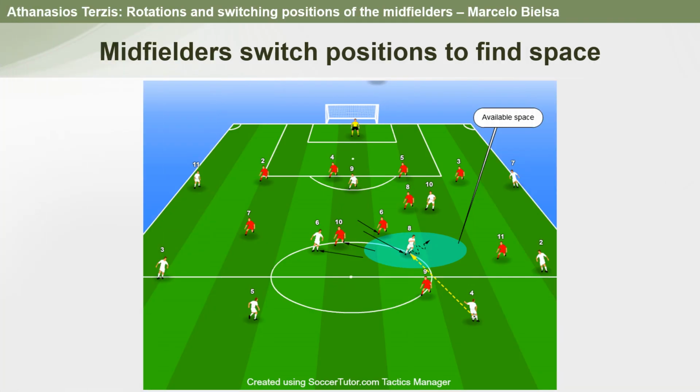An alternative option in this situation would be the switching of positions between number 6 of the white team and the attacking midfielder number 8, who drops back towards the available space to receive free of marking the pass from white number 4.